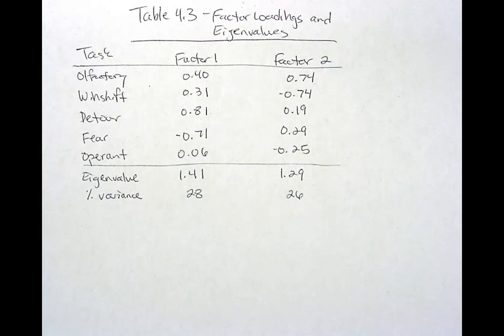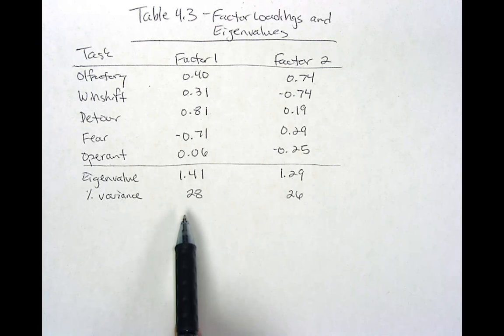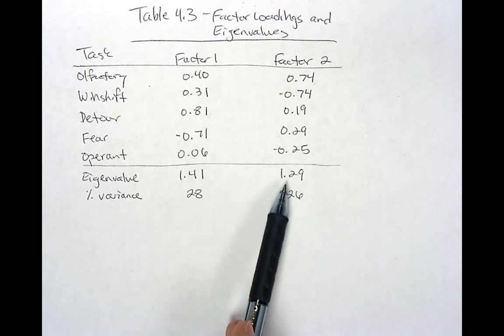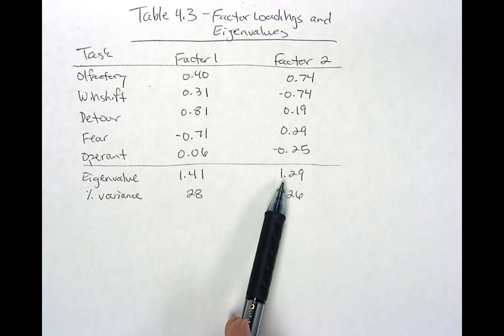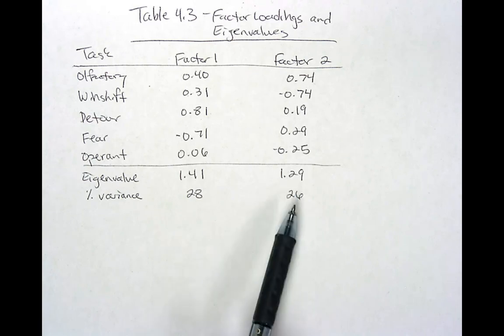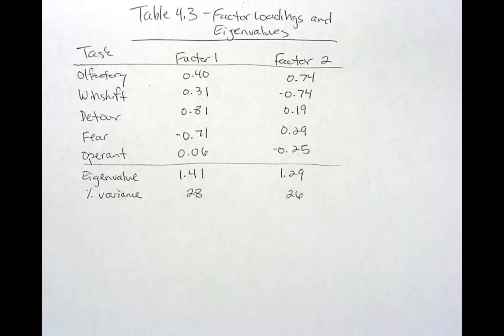But the first factor accounts for 1.41 units out of 5, so that's about 28% of the variance. And the second factor, in a similar manner, accounts for 1.29 variance units out of 5, making it 26% of the variance. So it's pretty similar; both factors are almost equal in the amount of variance they account for in the five cognitive tasks.